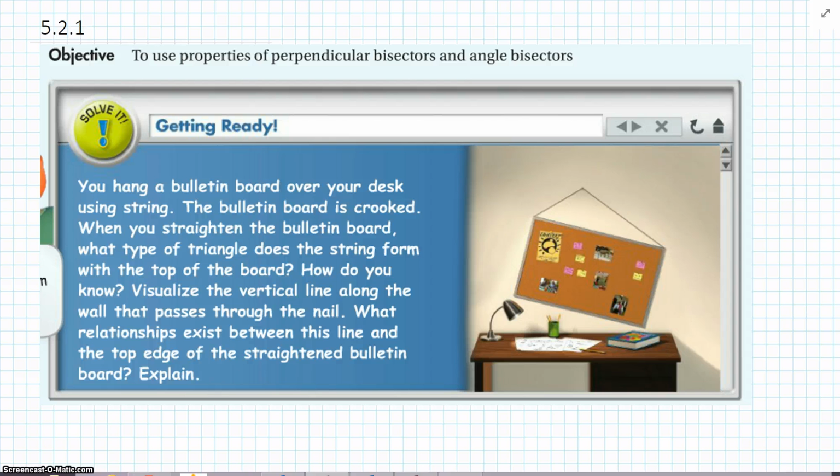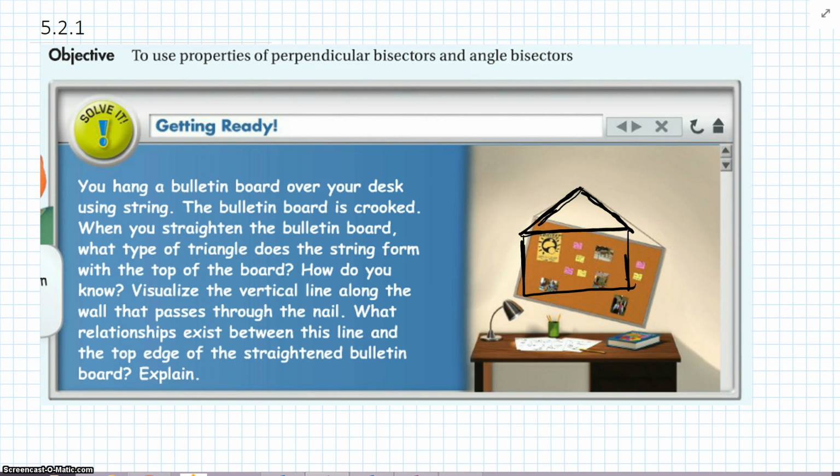This is a good example. You're going to hang a bulletin board over your desk using string. The bulletin board is crooked. When you straighten it, what type of triangle do you make? So you're going to pull this thing and make it straight, and it is going to be parallel to the ground when you get done. So your bulletin board is going to look something like this in black.